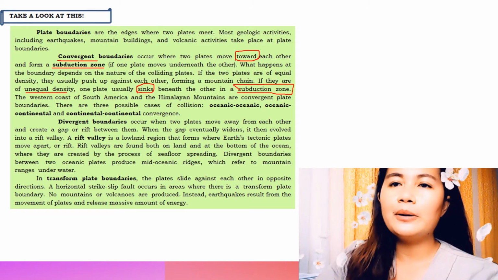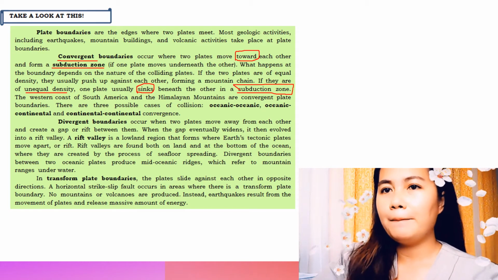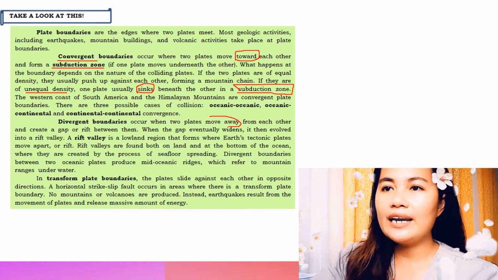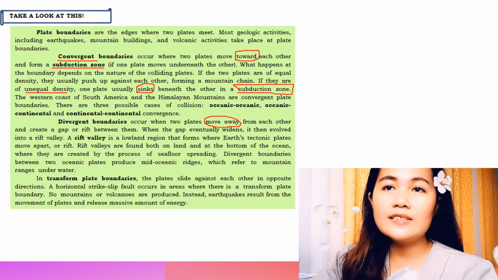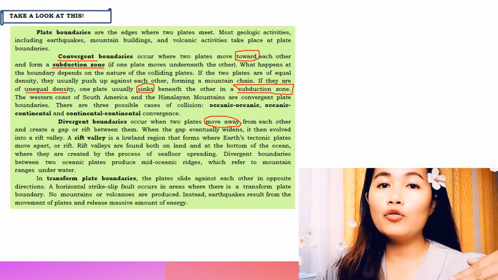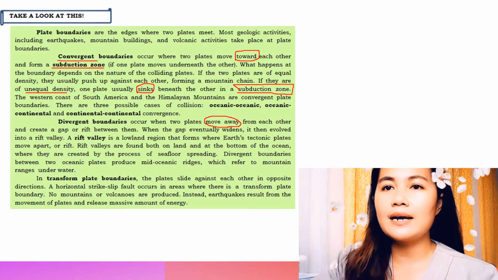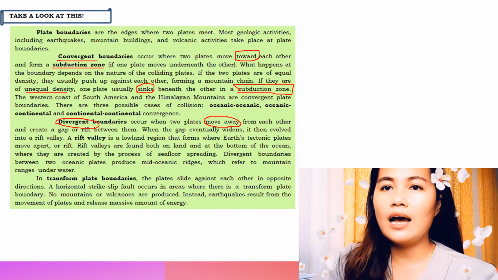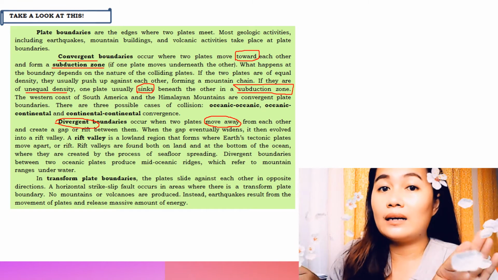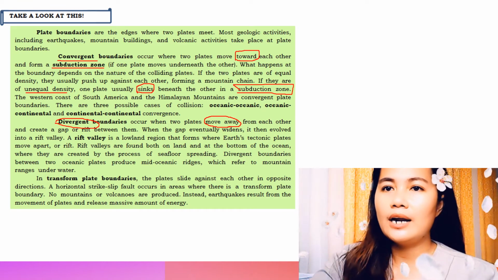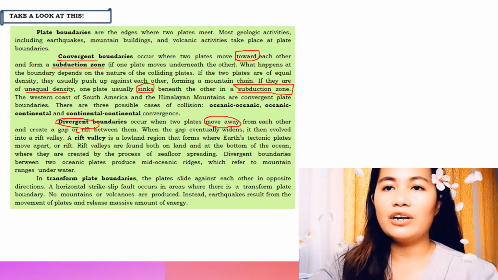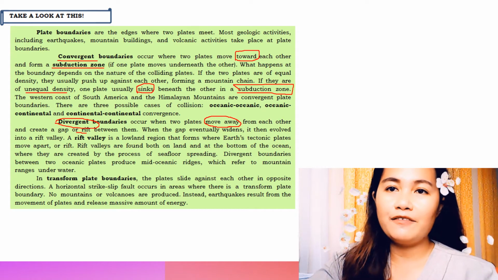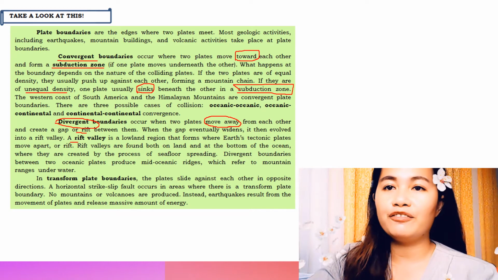Next kind of boundary is called the divergent boundary. It occurs when two plates move away from each other. Again, si convergent boundary, padong magbangga. Ang ikaduha nga klase nga boundary is called divergent boundary. Unsay buhaton nila, padong sila magbuwag, magpinagyo-ay sila from each other. They create a gap or a rift between them. When the gap widens, it is then evolved into what we call as a rift valley.